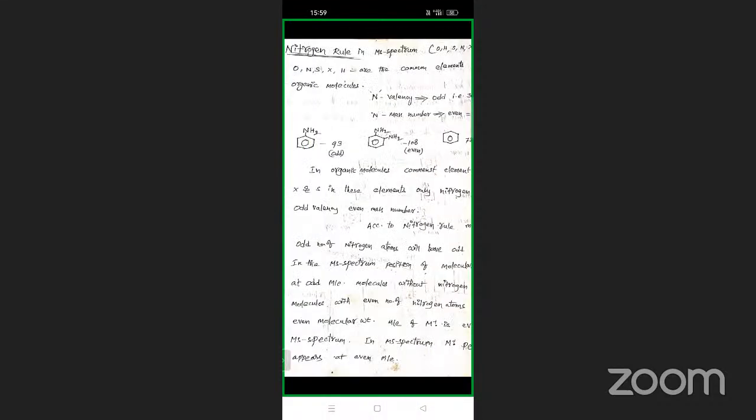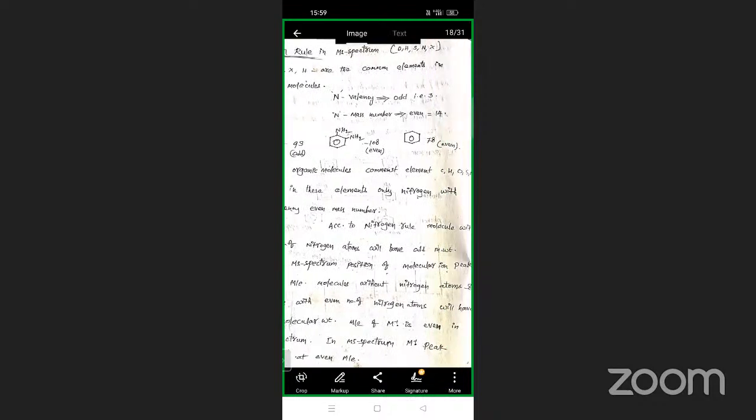So next, the nitrogen rule in the mass spectrum. This is one of the important questions which can be asked in the final examination. Explain the nitrogen rule. Very important and very easy also. You are already well aware of the nitrogen rule.